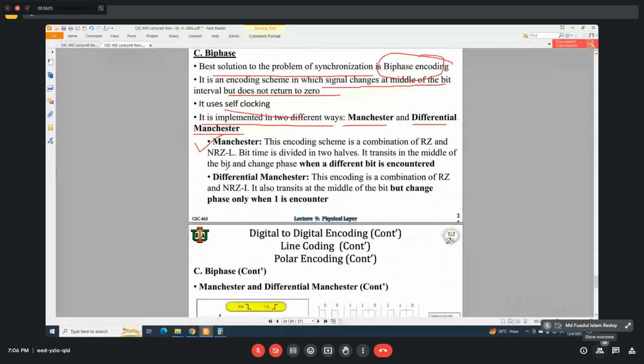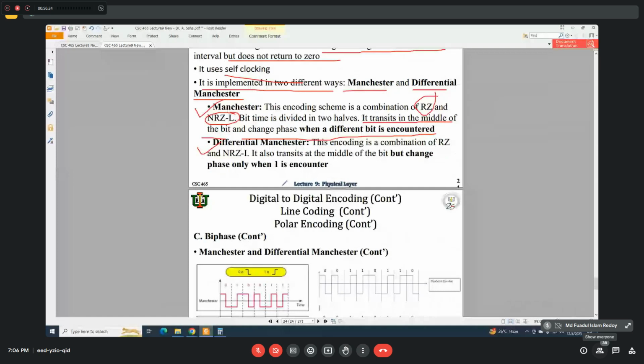In case of Manchester, what it does is make a combination of two schemes: one is the return to zero and the other is the non-return to zero level. The bit time is divided into two halves. It transmits in the middle of the bit and changes the phase when a different bit is encountered. In case of differential Manchester, this encoding is a combination of RZ and NRZI.